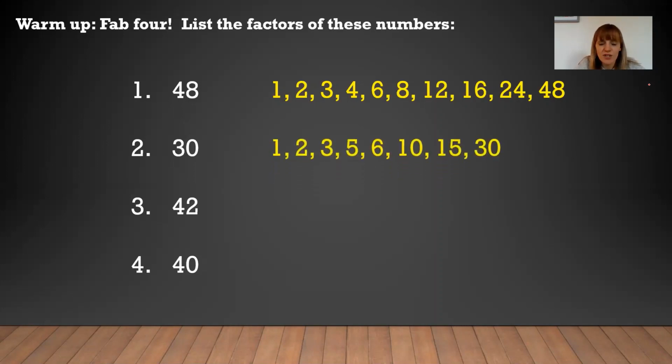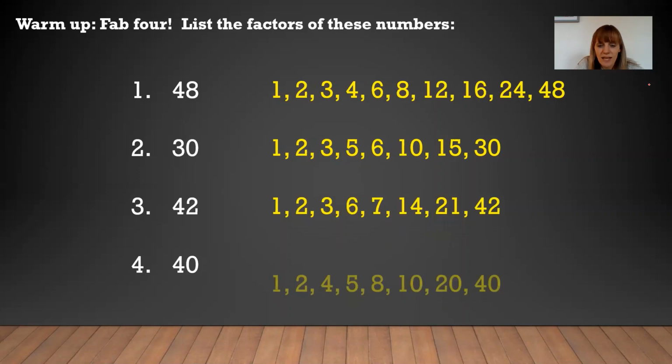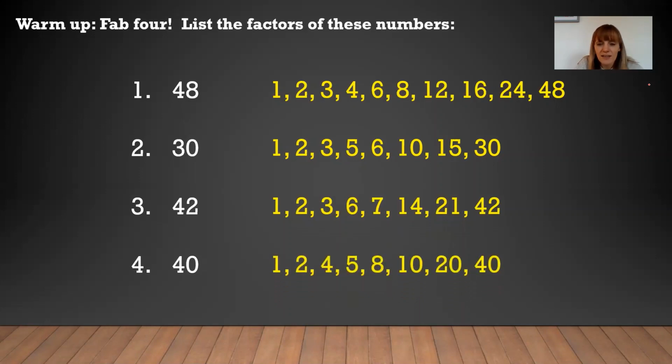Here they are for 30: 1, 2, 3, 5, 6, 10, 15, and 30. 42, there they are for 42, and for 40. Now, sometimes people forget to do 1 and the number itself, but 1 times 40, that gives 40, so those are both factors of 40.